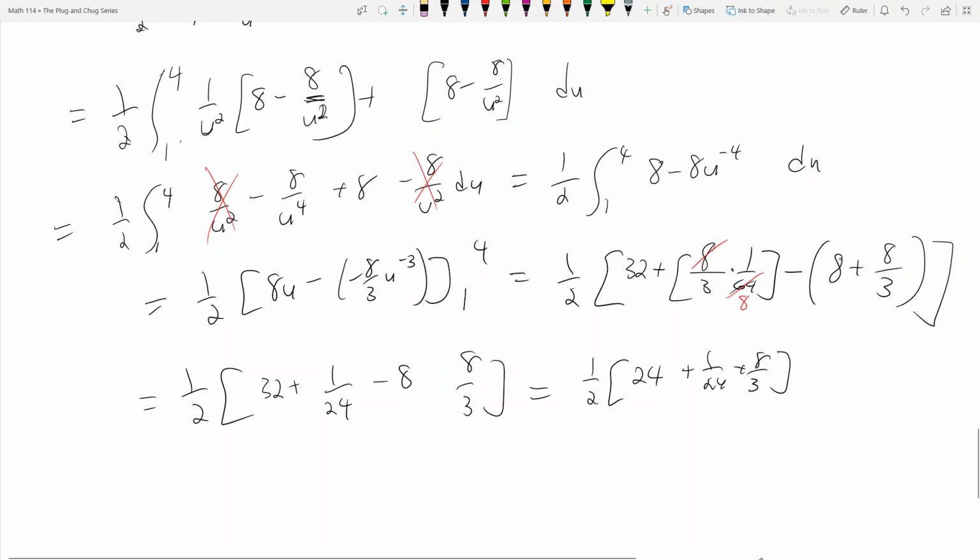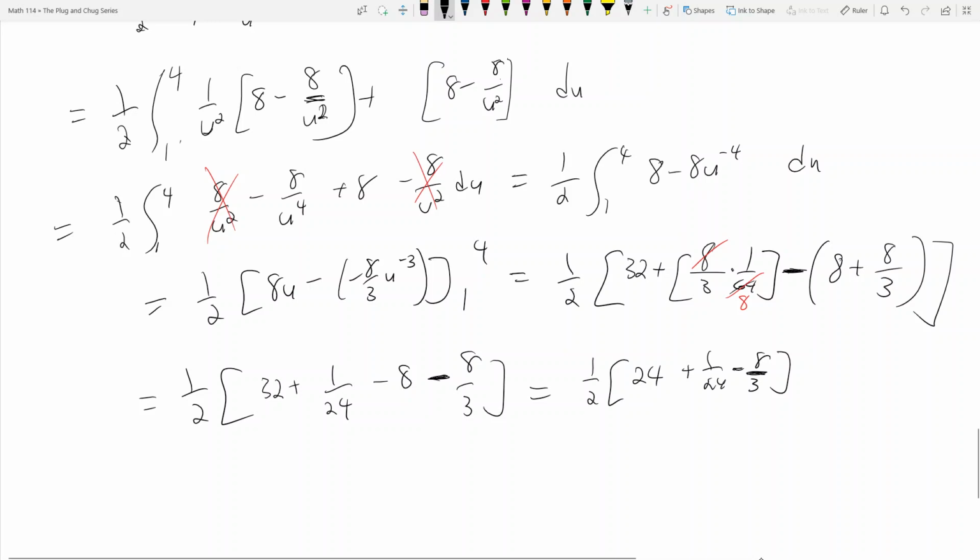Oh wait, this is minus 8/3. My bad. Minus. Wow, that was so close to being bad. I copied it down wrong because it's minus. This minus sign has to distribute through the plus sign, so this guy becomes a minus sign. Okay, minus. That's a minus.